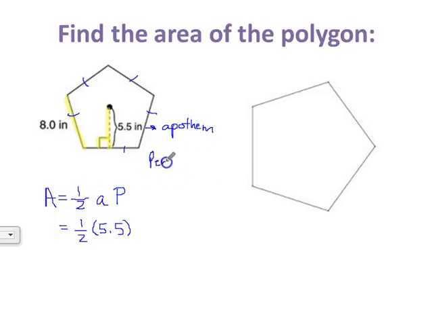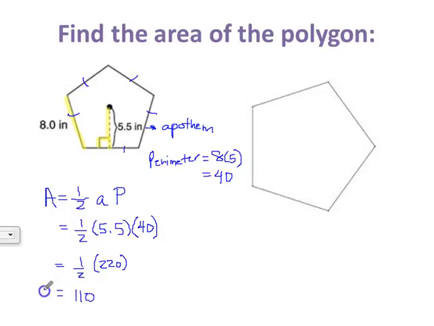So that means the perimeter is going to be equal to 8 times 5. 8 times 5 is 40. So the perimeter is 40. Now I can just do the math. 5.5 times 40 is 220, and then I'm going to take 1/2 of 220. So 220 divided by 2 is 110. Am I done if I just said area equals 110? Would I give you full credit? Nope. We need that inches squared in there because we have to have our units of measurement.